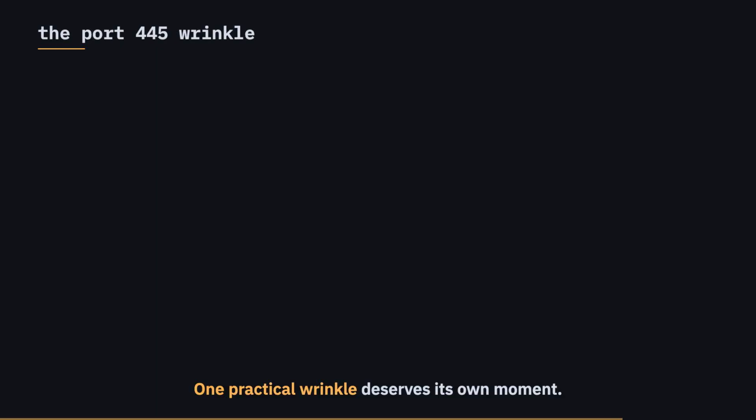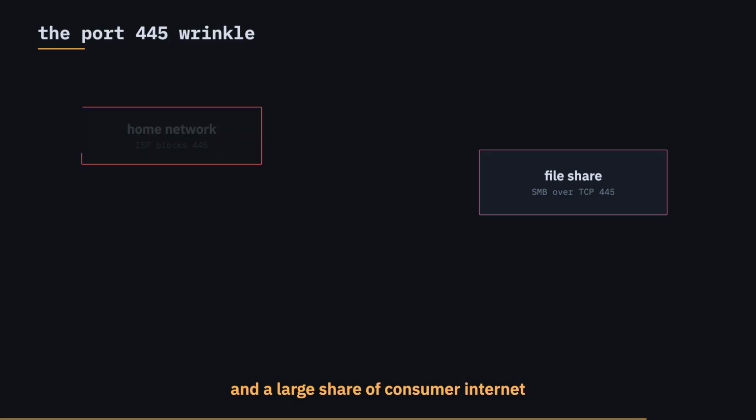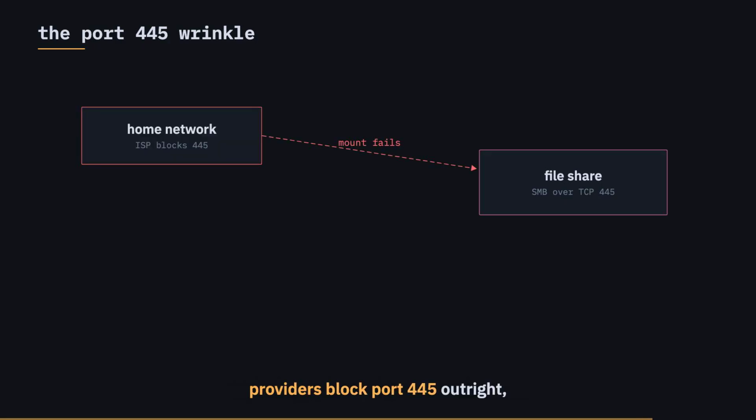One practical wrinkle deserves its own moment. SMB travels over TCP port 445, and a large share of consumer internet providers block port 445 outright, a leftover defense from an old generation of Windows worms. From the office network, fine. From home, the mount fails and nothing tells you why.